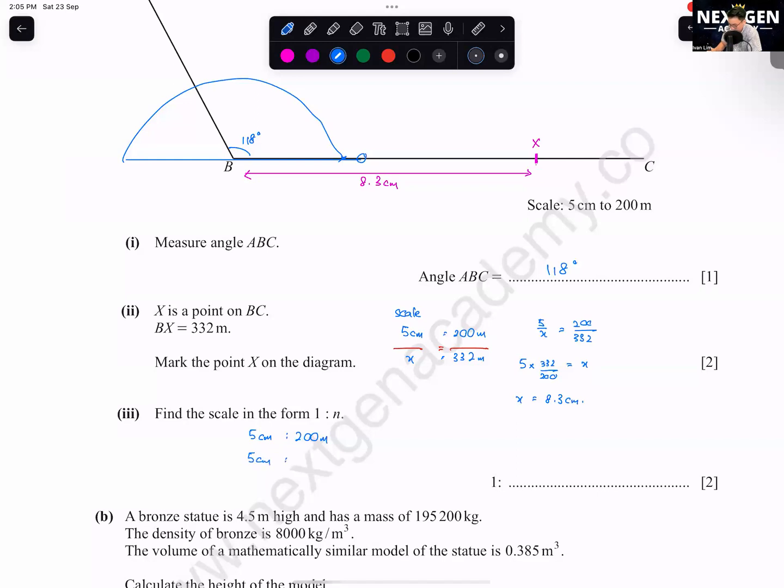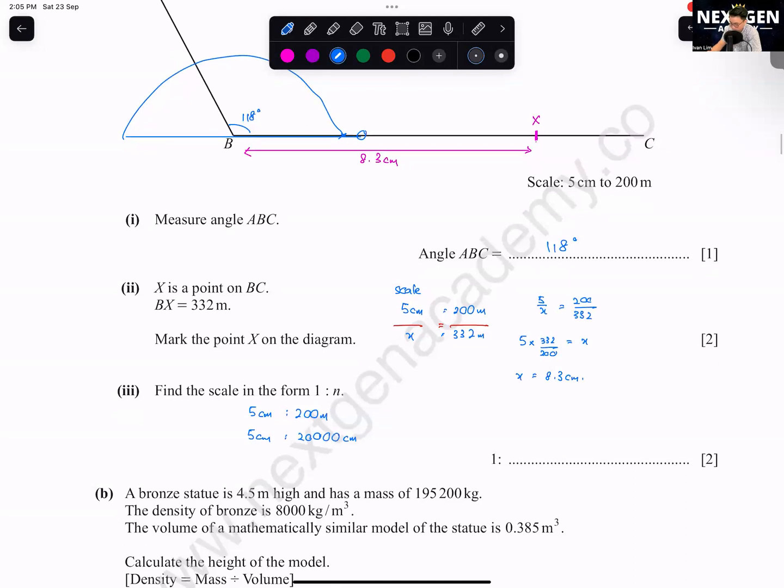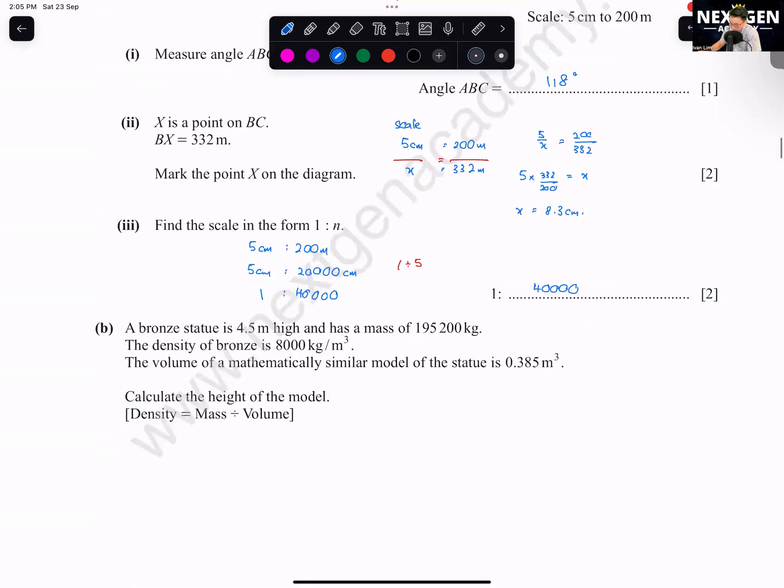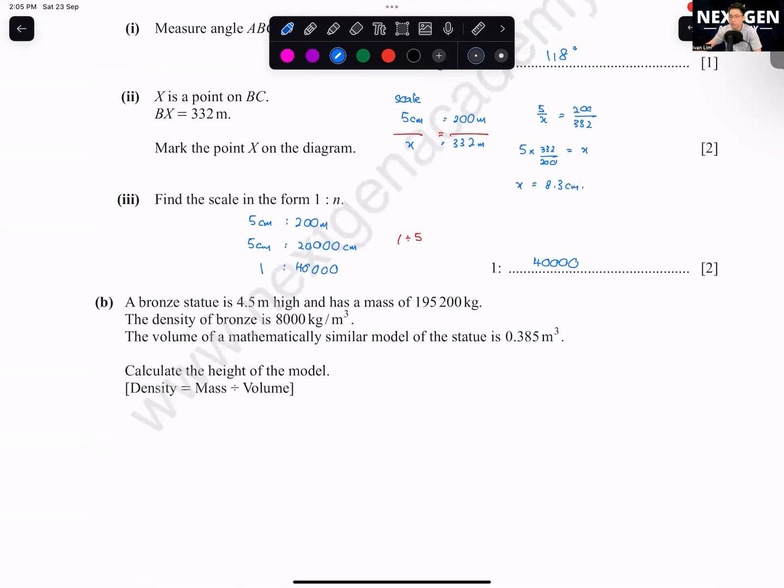5 cm here, and 200 meters will become 200 times 100, so 200,000 cm. When both are in the same unit, you're going to divide both by 5 because normally a scale is 1 to something, right? So 1 to 200,000 divided by 5 will be 40,000. Okay, so your answer is 1 to 40,000.